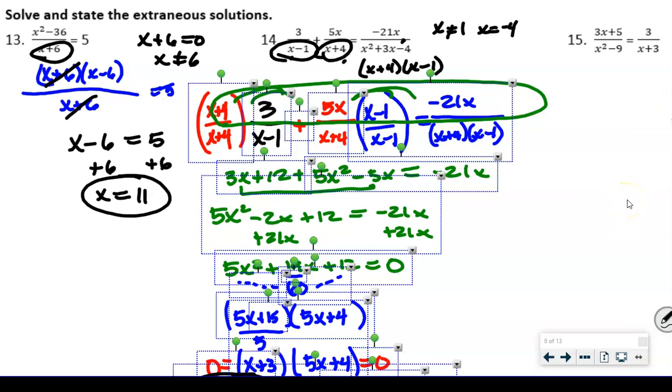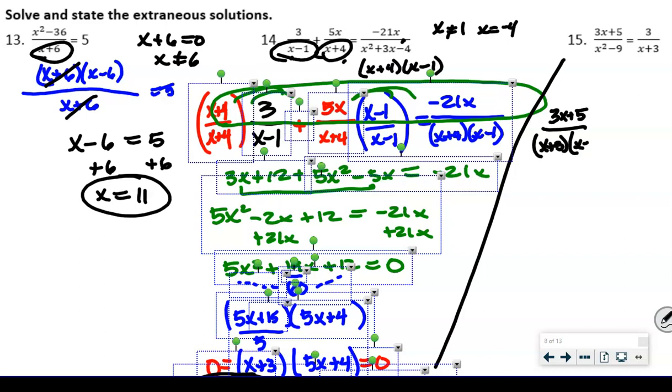And I'm going to make a little line right here so I can differentiate it. So we've got our (3x + 5)/(x + 3) when I factor this, (x - 3), right? And then this is equal to 3/(x + 3). So what do we have to do to get a common denominator? Yep, you got it. Multiply by (x - 3)/(x - 3).